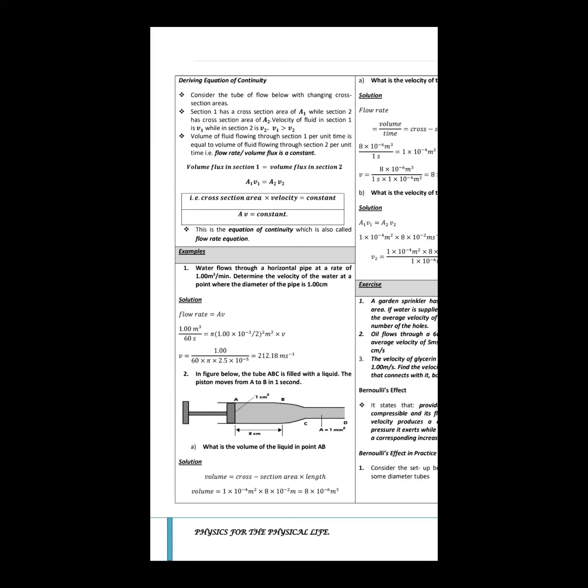If I use pi as 3.142, I get the answer 212.222. 212.222, which is also correct. What is the unit? Meters per second. Yes. I think we can proceed to the next question now.